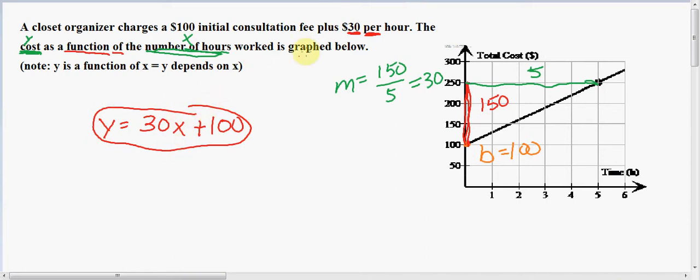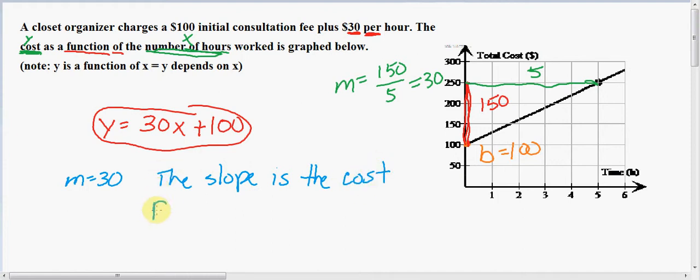Now the second thing I want to do is interpret the meaning of the slope and the y-intercept, and I'm going to use the wording of the problem in order to do that. My slope, which is 30, I'll write this down again, the slope is 30. The slope tells me the cost per hour. It's $30 per hour. It's not the number of hours. The number of hours can change. We substitute the number of hours in there for x. We could rent this closet organizing person for 10 hours or 2 hours or 30 hours if we wanted to, whatever. But this number 30 right here, the slope, that is the cost per hour.